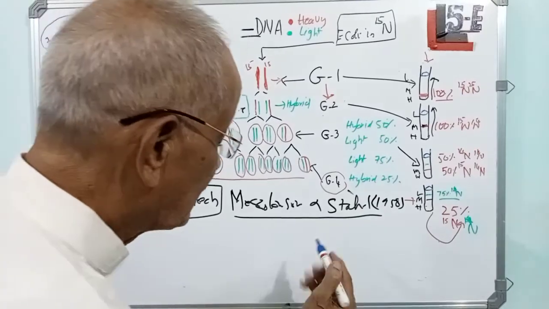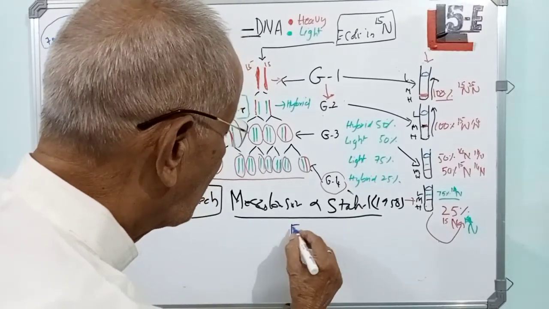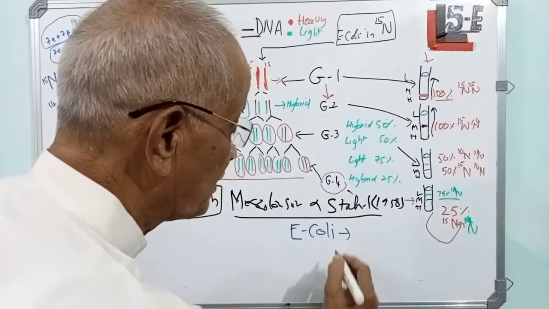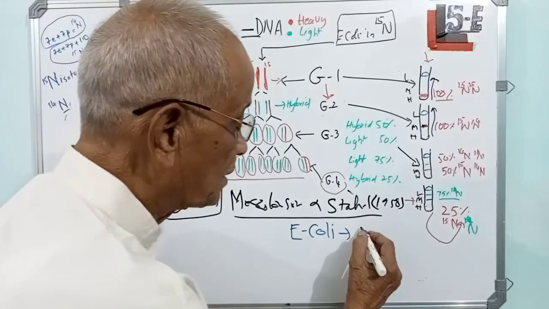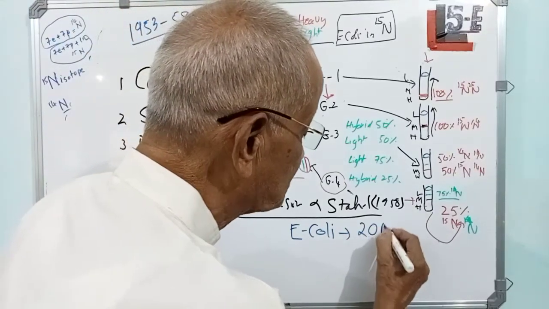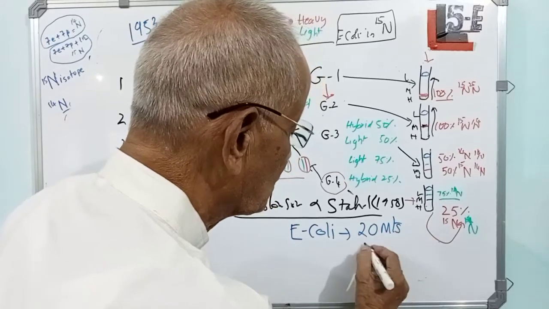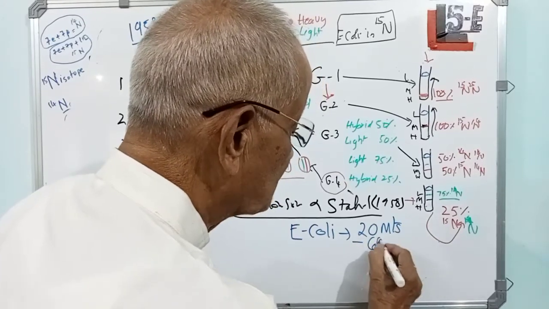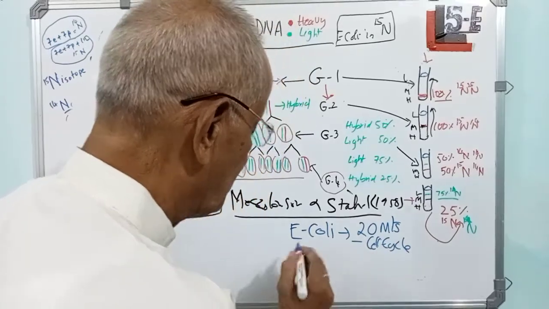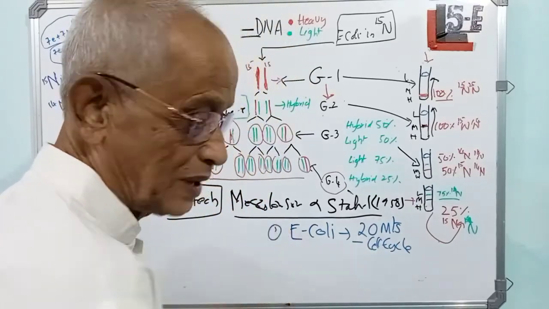What they did was they took an organism called E. coli, a bacteria that has a very short life cycle, that is probably in about 20 minutes of time it will be able to have one cell cycle. Cell division will form in 20 minutes in the lab condition. That's the first thing they selected.